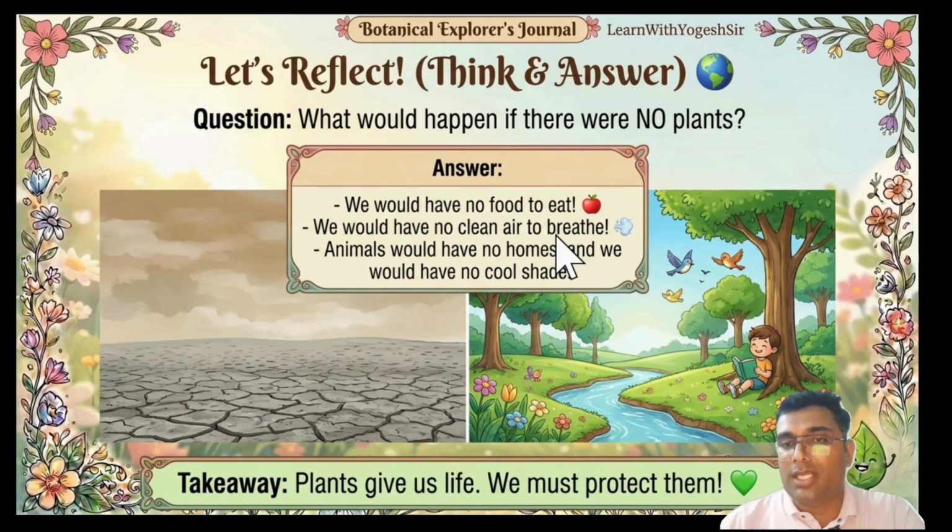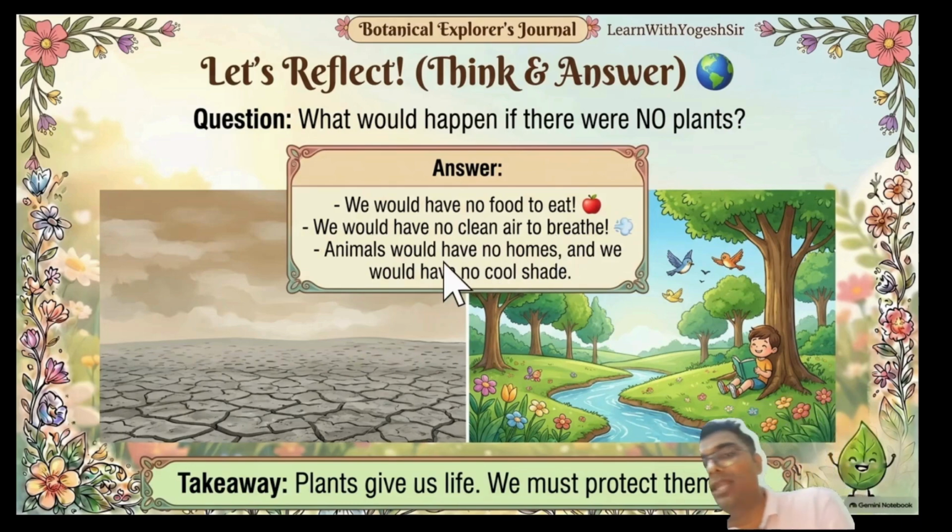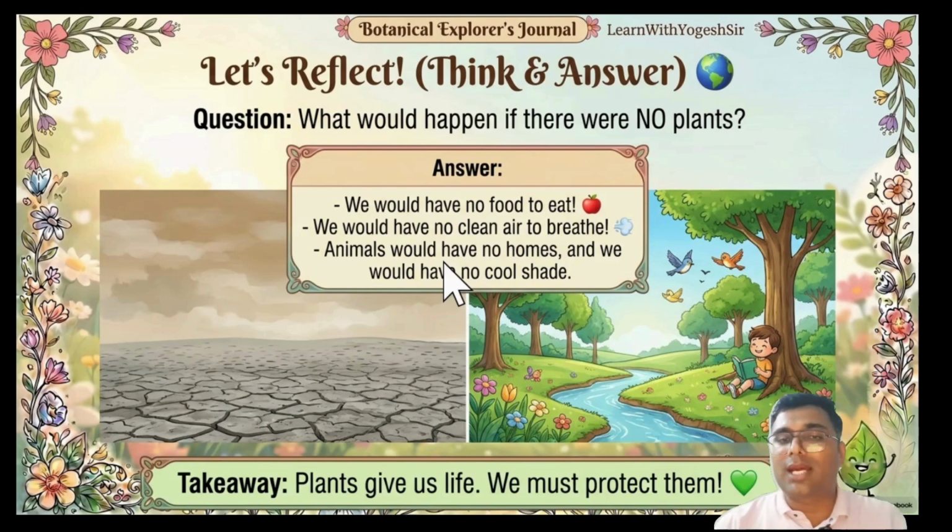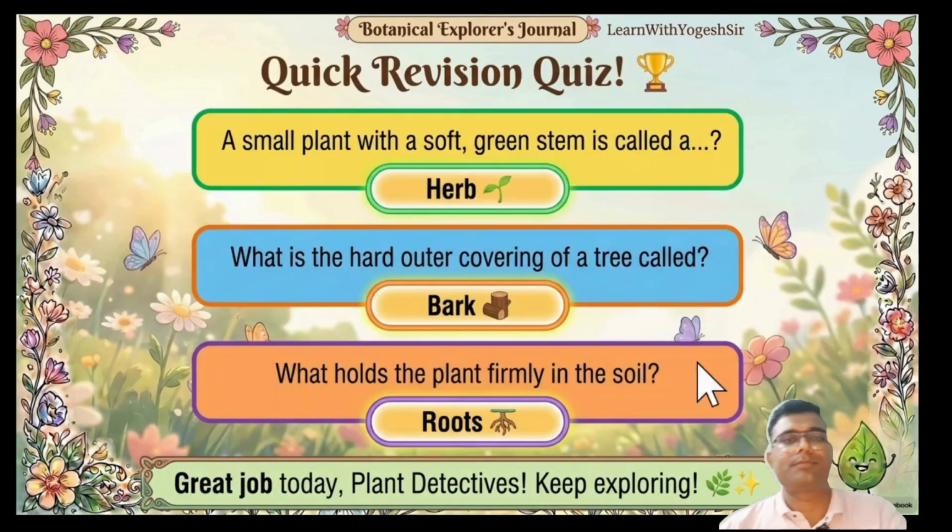With the help of their leaves, they do photosynthesis and produce oxygen and consume carbon dioxide. We exhale carbon dioxide, and plants take in carbon dioxide, use it and produce oxygen for us. Animals would have no homes and we would have no cool shade. So plants give us life, and we must protect them.